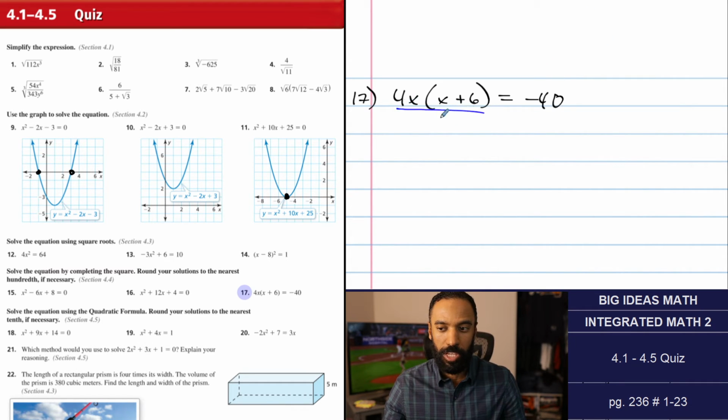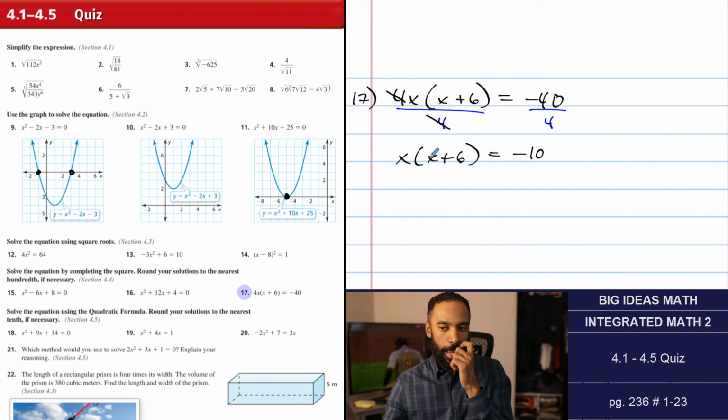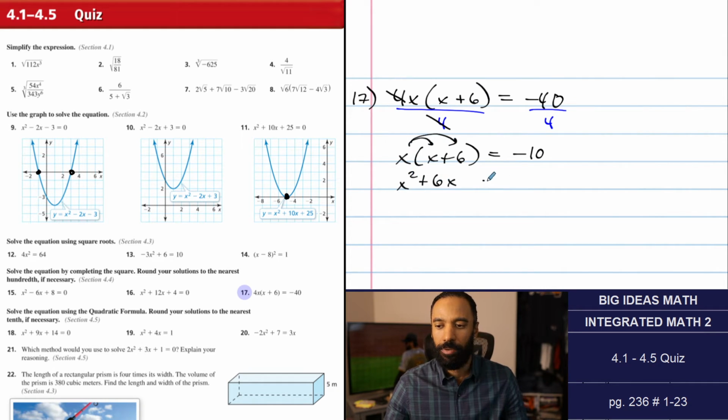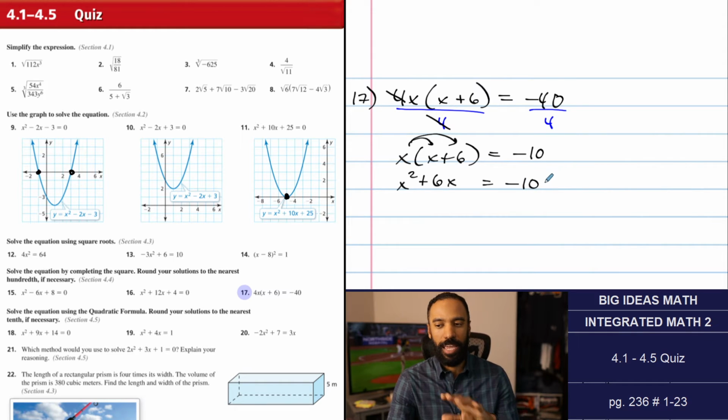This is not just because of the completing the square method. I would do this no matter what. If I can make my number smaller to solve, I will. 4 divided by 4 is just x, and negative 40 divided by 4 is negative 10. Now, if I distribute x into both of these, I get x squared plus 6x. Now, I'll keep the negative 10 on this side.